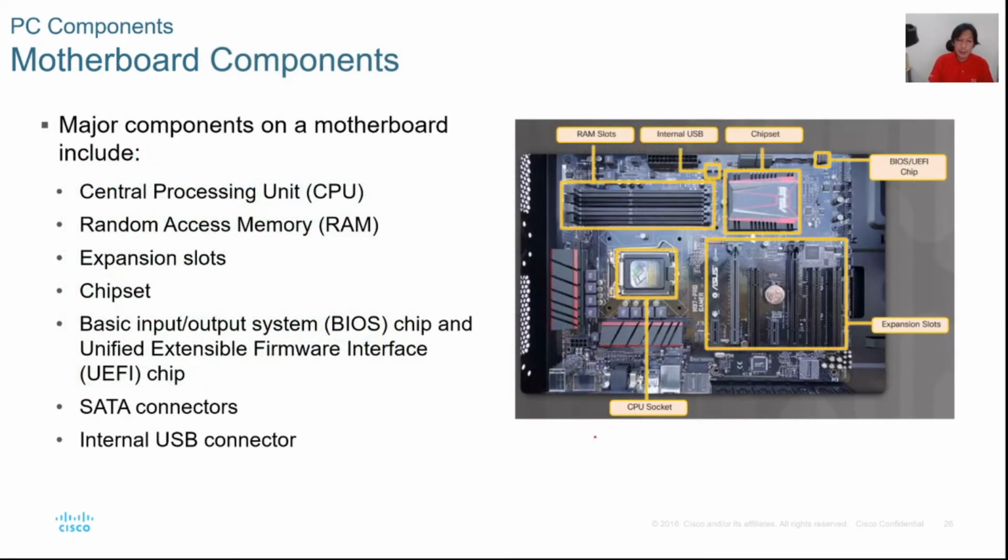Our motherboard handles the majority of the major components of our PC. It starts with the very important component, which is the central processing unit. Also, we have the RAM and the expansion slots. These are examples of the different expansion slots. This is the CPU, and these are the RAM slots.